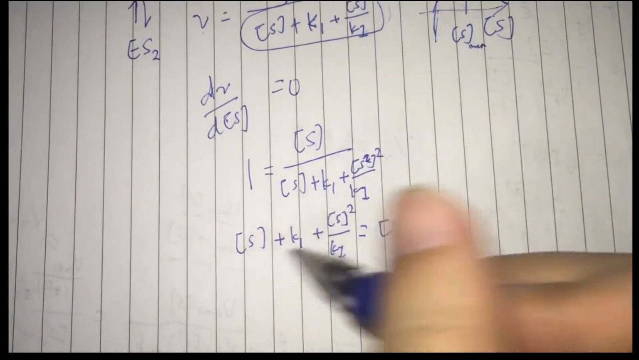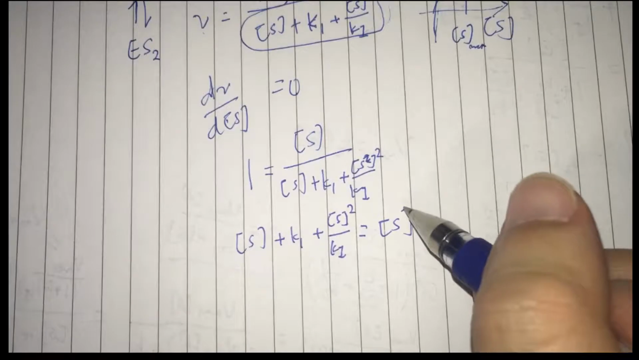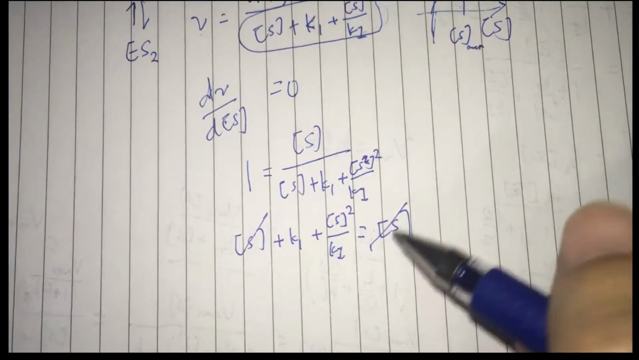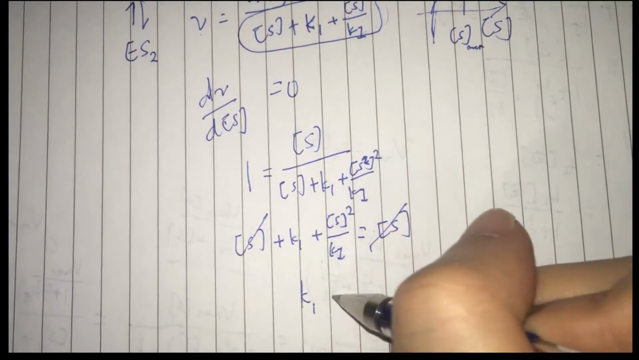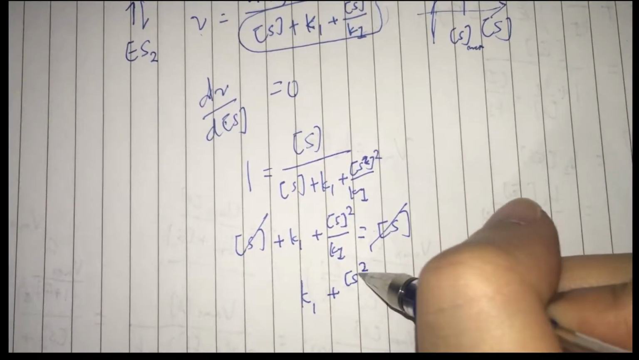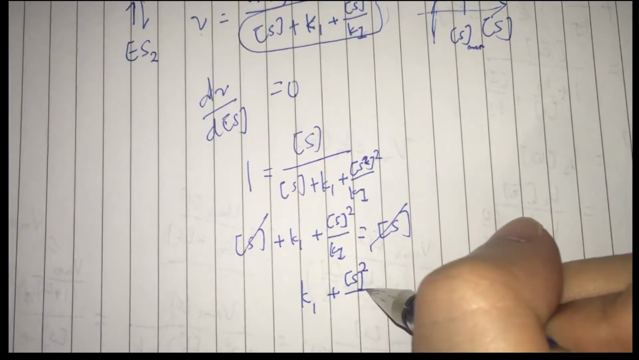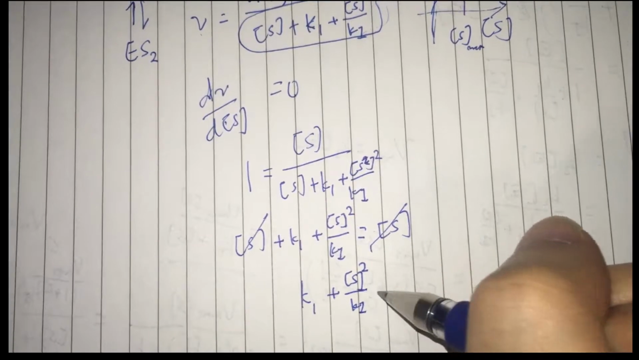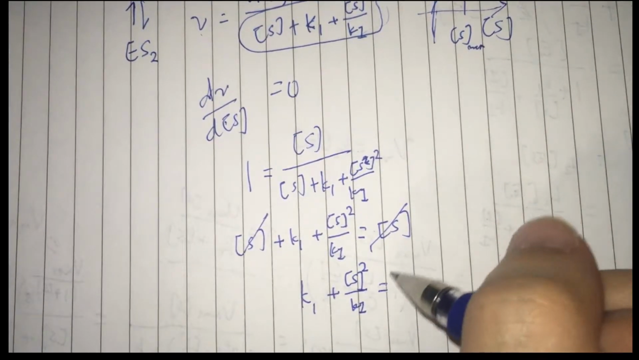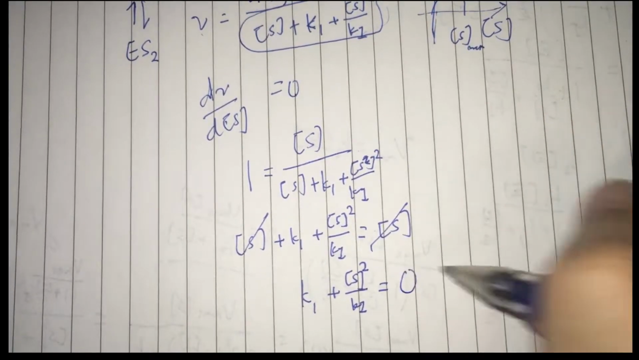Okay, so let's move this to the left-hand side. Oh, you don't need to do that. Just cancel these two, because you can subtract S from both sides. Then you have this. And that will equal to 0.